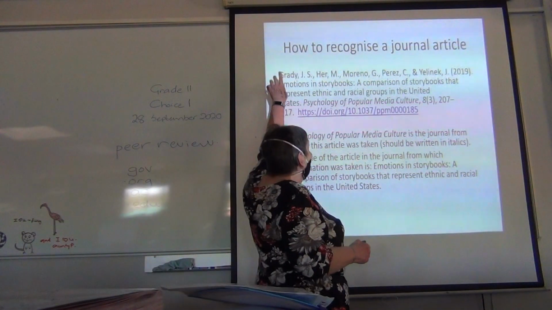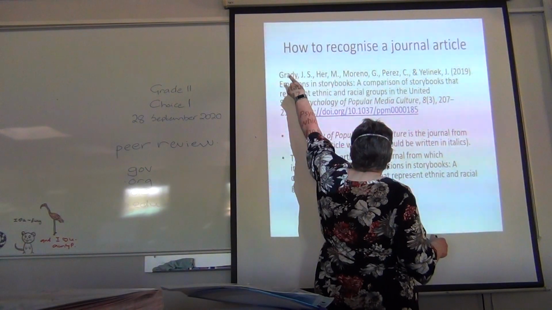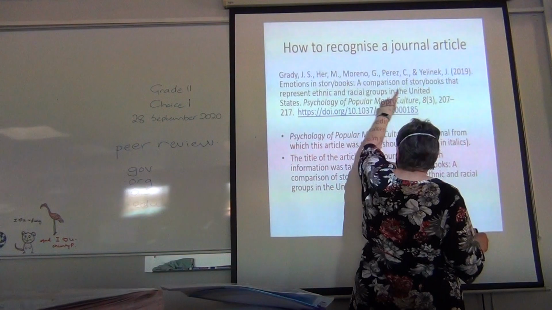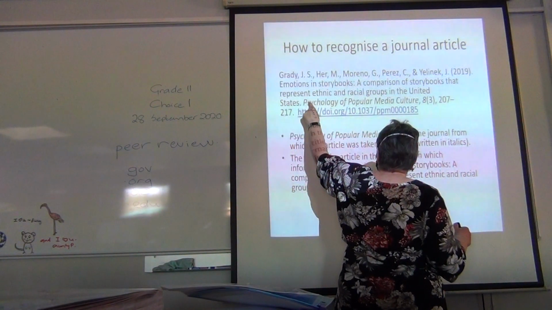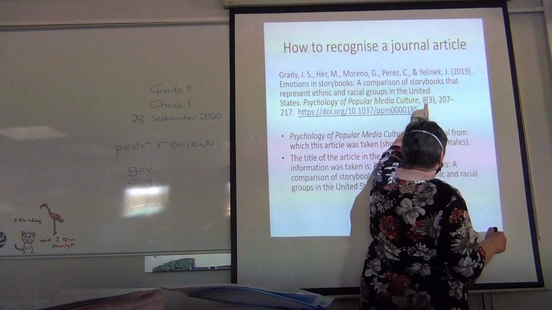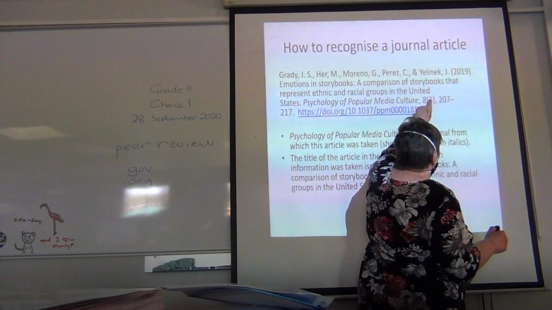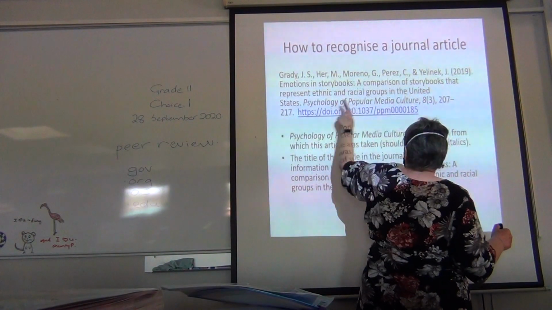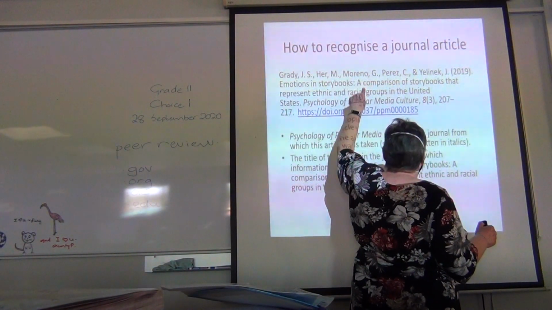Okay, so this is how it would be referenced. There are the authors. There's the title of the article, and it's not in italics. Here is the journal name, and it is in italics, and it's got all sorts of information like which volume, which edition, and the page numbers. So that's how you recognize a journal article.